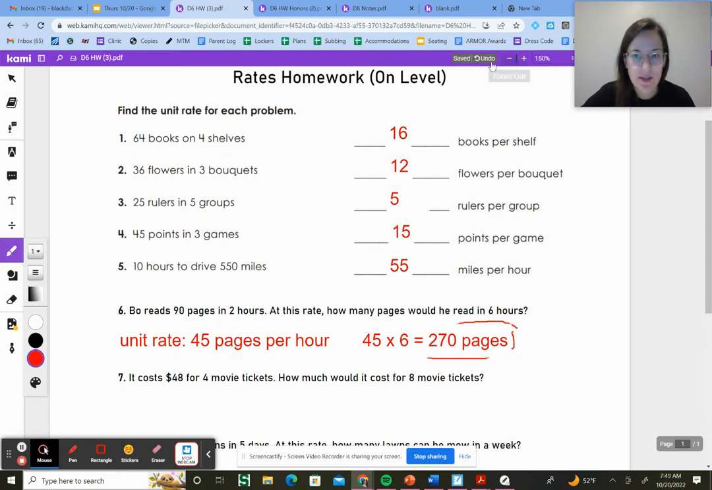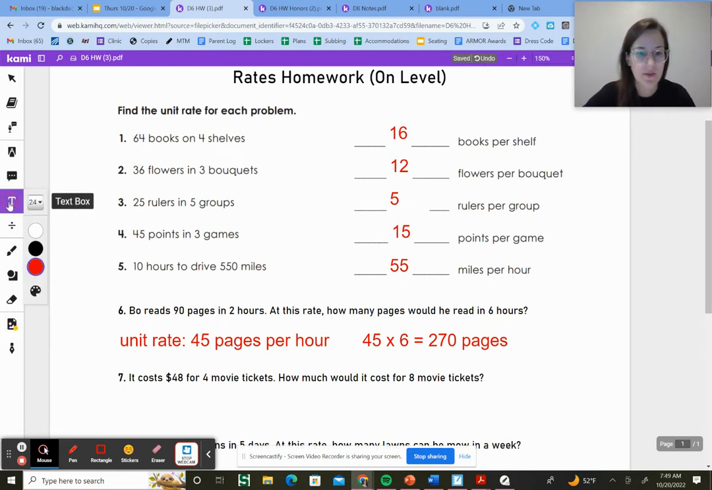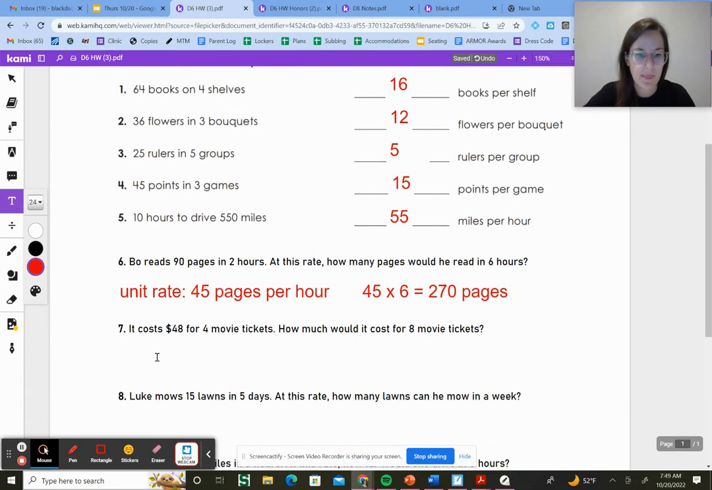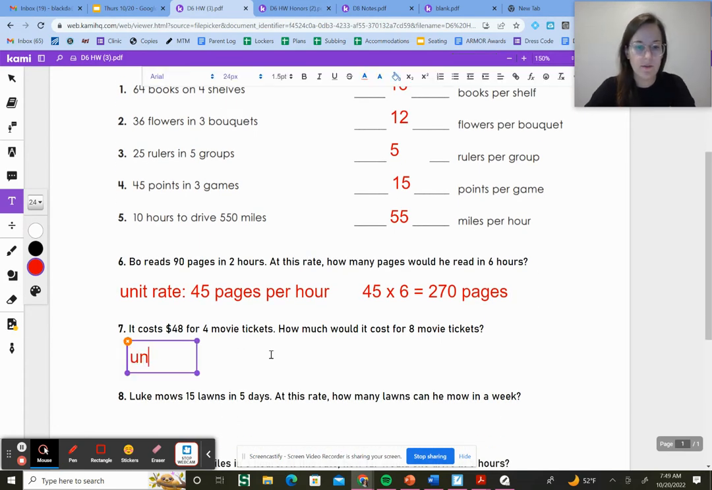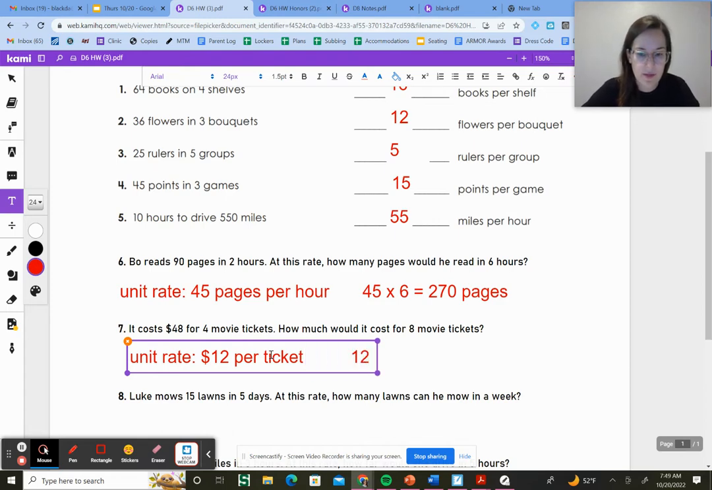It costs $48 for 4 movie tickets. How much would it cost for 8 movie tickets? So first I would find the unit rate. 48 divided by 4, that would be $12 per ticket. So now that I know that, I can do $12 times 8 tickets, which is $96.